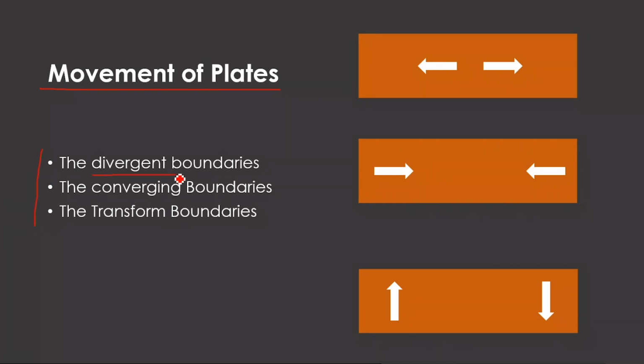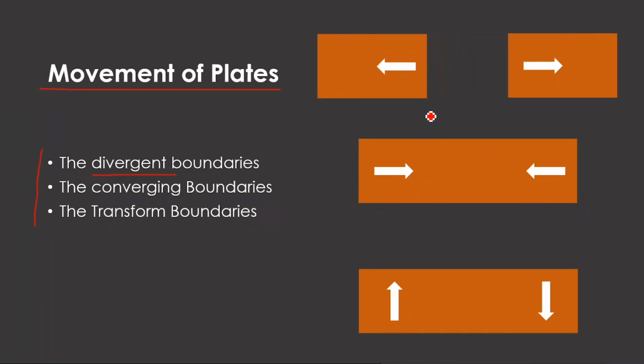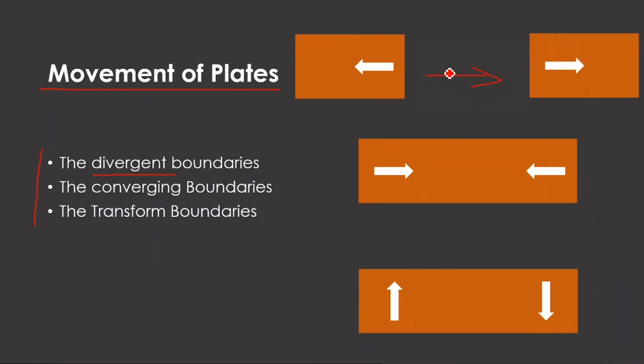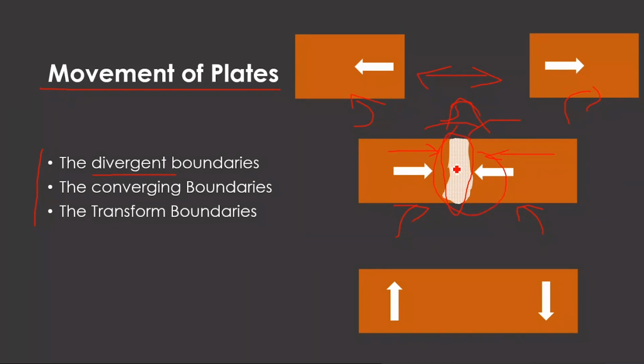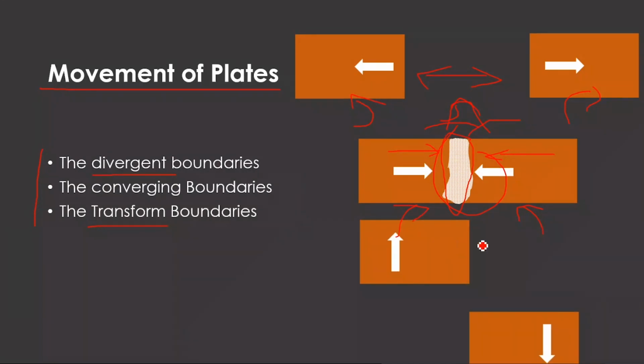The first movement we call the divergent movement. Divergent movement is where the plates move away from each other by force. What force? Convection current. The second is the movement of the plates towards each other by the convection current, and as a result we get colliding processes. Either one will go down and another will go up, or both will go up. And the third is called transform fault boundaries, where the plates move side by side.